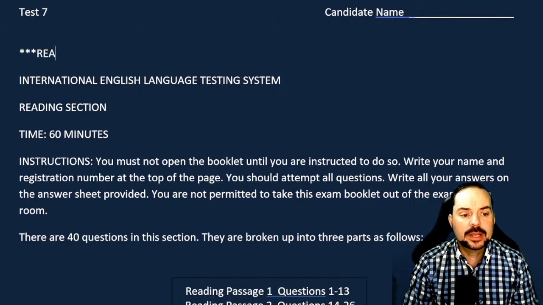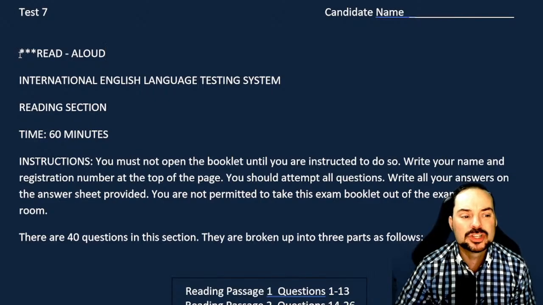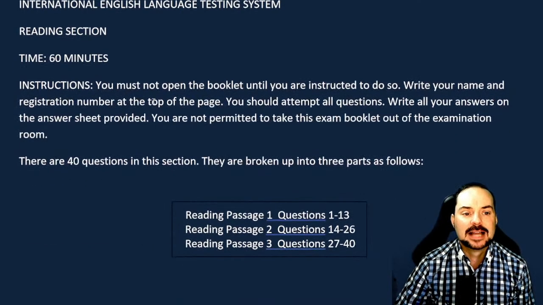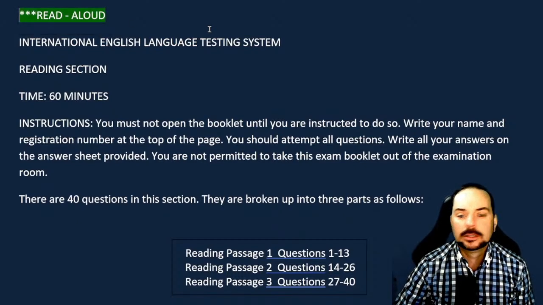So read, and read with me aloud. So when I'm reading, don't just listen. That would be a listening class. But make sure to read and read aloud. Okay?